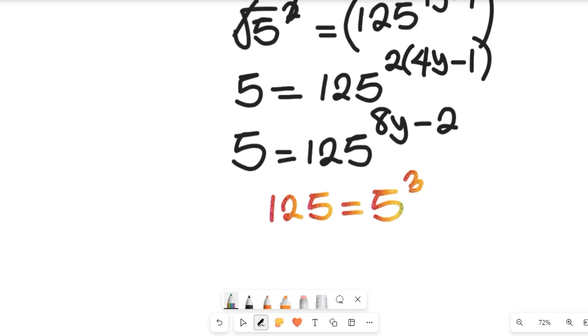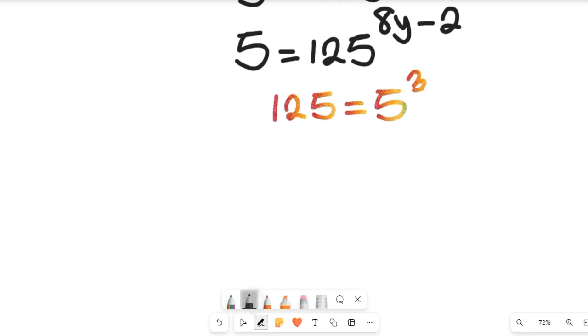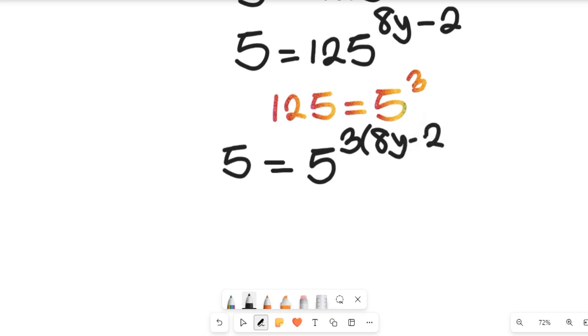Of 3, right? That gives us 5 to the power of 3, so this can be simplified to give me 5 equal to 5 to the power of 3 multiplied by 8y minus 2. Now with this, we have gotten the same base. Now recall that this can be to the power of 1.